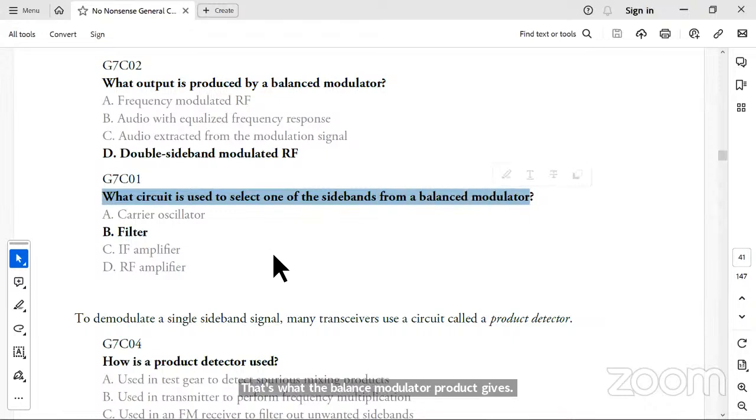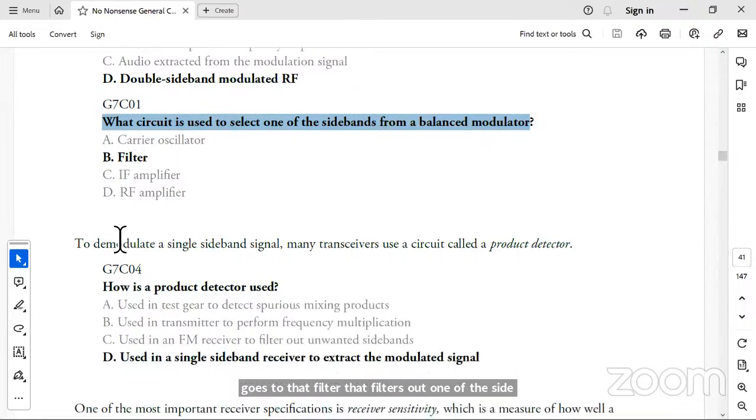What circuit is used to select from one of the sidebands from a balanced modulator? So we did say the balanced modulator gives double sideband, but in single sideband or SSB, we want one of the sidebands. So the output from the balanced modulator goes to that filter that filters out one of the sidebands to leave the other one. So the answer is filter.